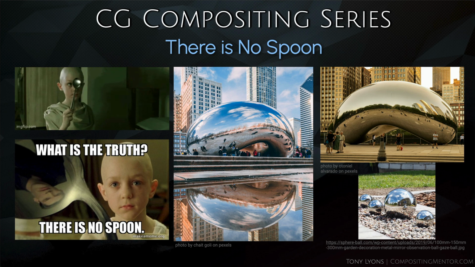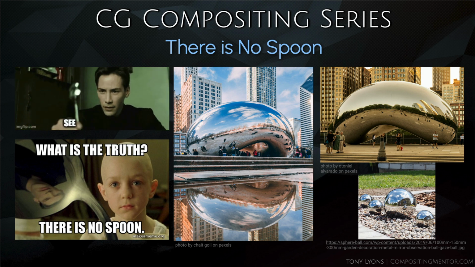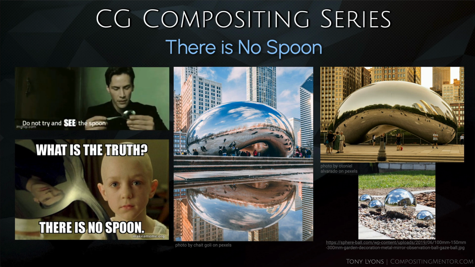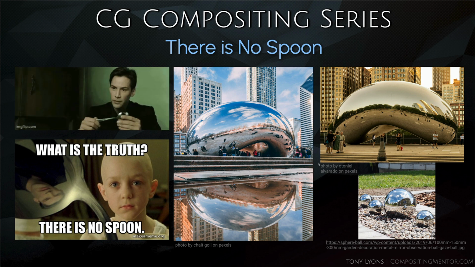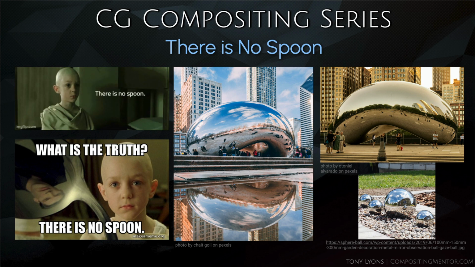This giant structure here is called Cloud Gate in Chicago, also known as the Bean. And it's just a giant curved metal thing that looks like a bean. It's in Millennium Park in Chicago. If you ever get a chance to go there, I really recommend it. But just take a look at it for a second.